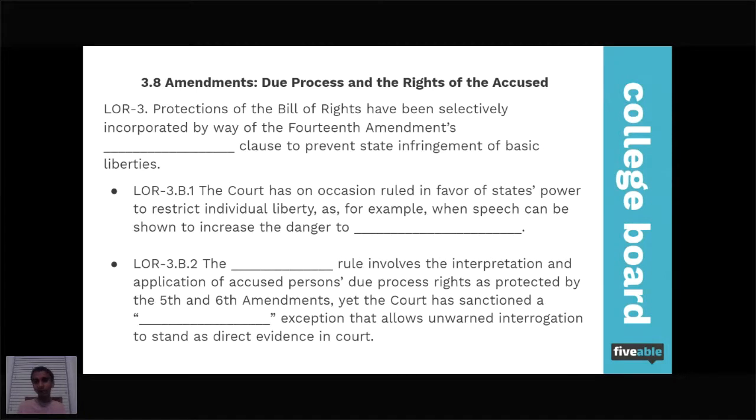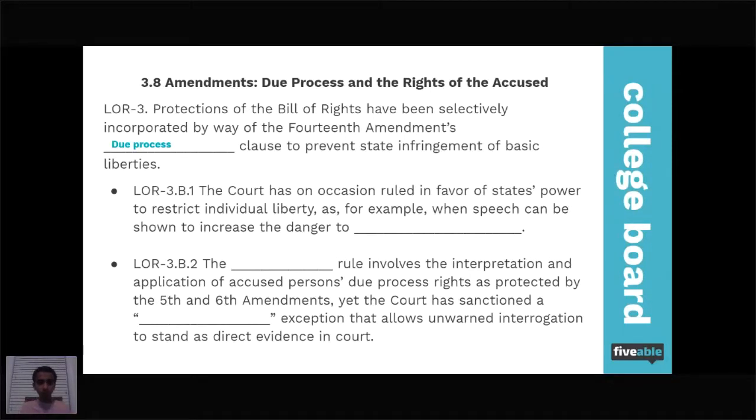That way we know exactly what's being assessed, and we know we've had exposure to all of it. So the first blank: protections of the Bill of Rights have been selectively incorporated by way of the 14th Amendment's due process clause to prevent state infringement of basic liberties.